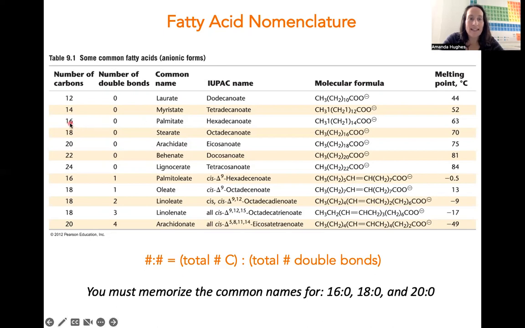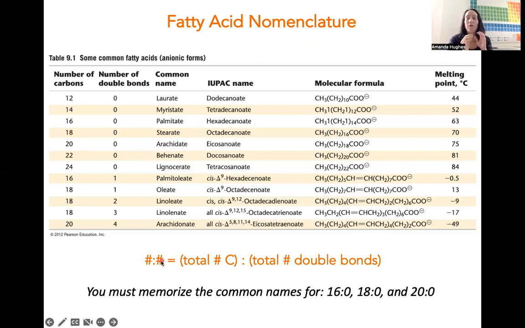So palmitate is 16 carbons long and has no double bonds. So it's a saturated fatty acid. Stearate or stearic acid is 18 carbons long, no double bonds, and then arachidate is 20 total carbons long. That hydrocarbon tail is 20 total carbons, and again, 0 double bonds. Maybe the best way to remember this, or one little quick way, is that the S in stearate, you can draw like a straight line down it, and then it looks like the number 8, and that's your 18 carbons in your long chain.